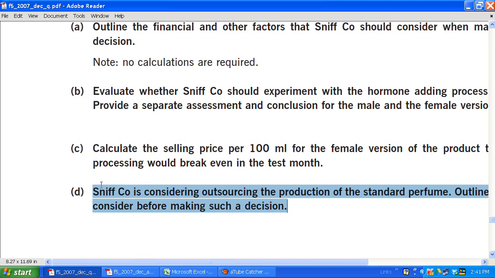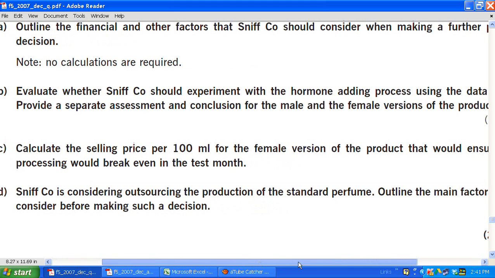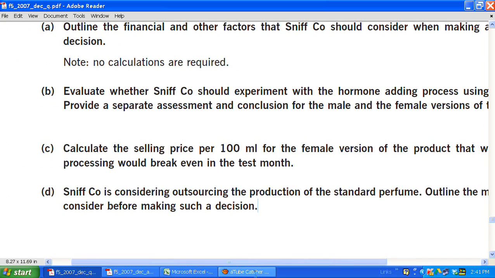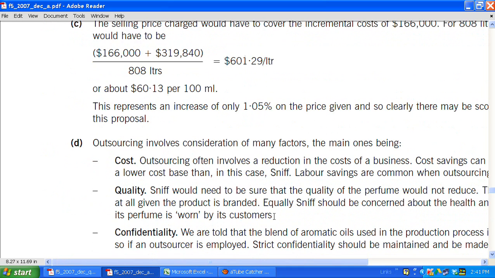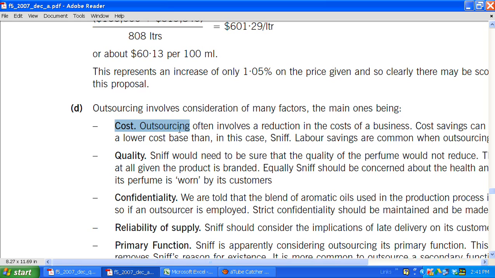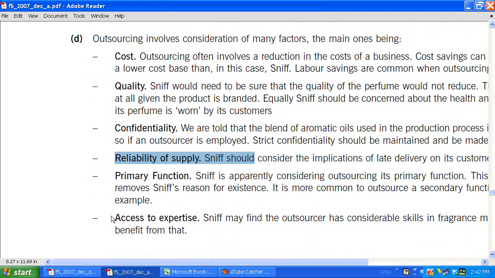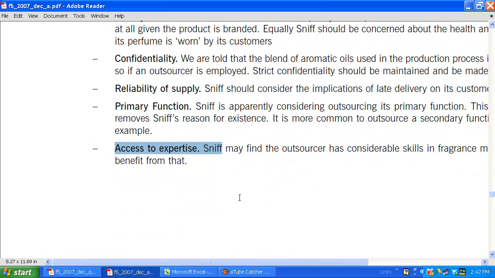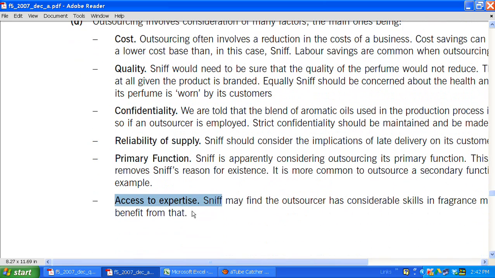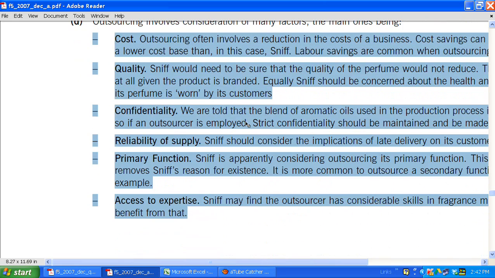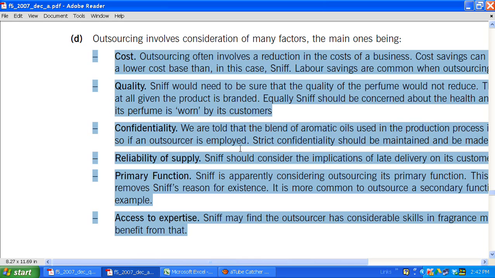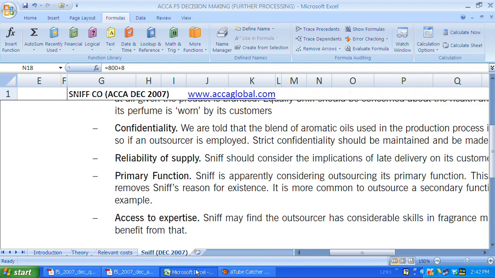So when you're thinking of outsourcing, you have to look at the financial and also the non-financial bits. And as long as you make a sensible explanation, you should be able to get some marks for this part. So you can see cost, which we've mentioned, quality, reliability of supply, access, expertise. These are not the answers you should necessarily reproduce, but you just have to think like that.